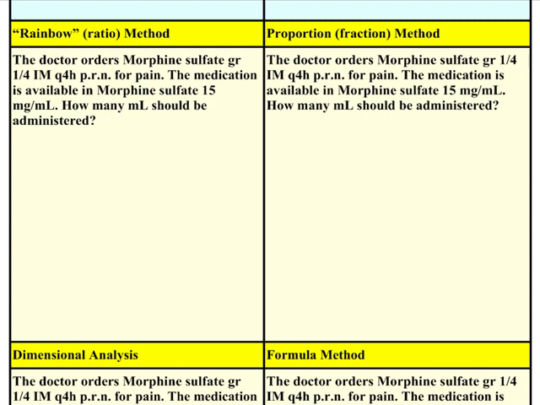As you can see, the doctor ordered grain 1/4, but the medication is available in milligrams. So our very first step is going to be to convert grain 1/4 into milligrams. We can do this because we know a relationship between grains and milligrams. We know that grain 1 is equivalent to 60 milligrams. We need to calculate how many milligrams are in grain 1/4.